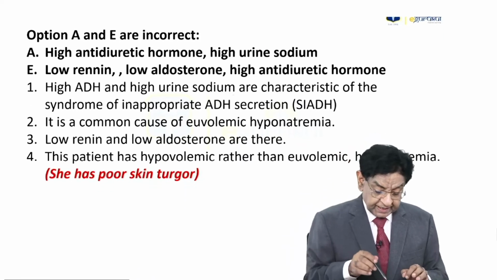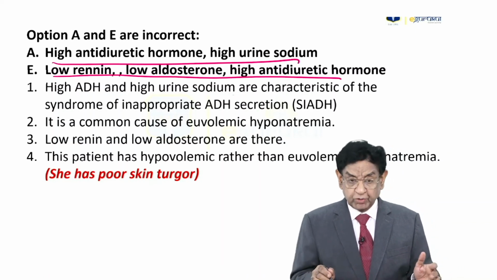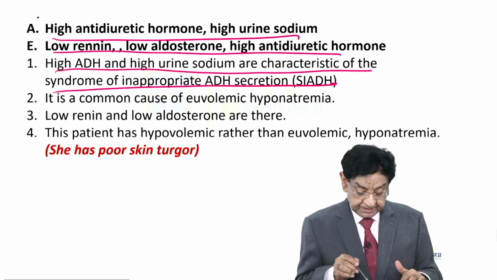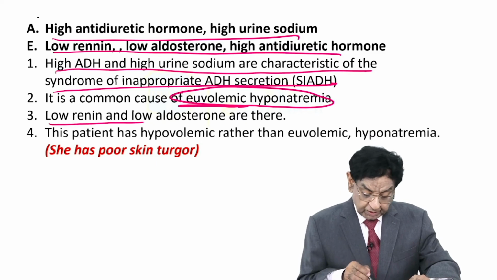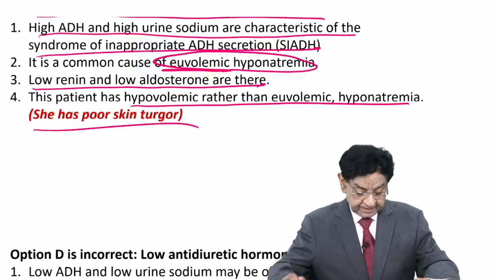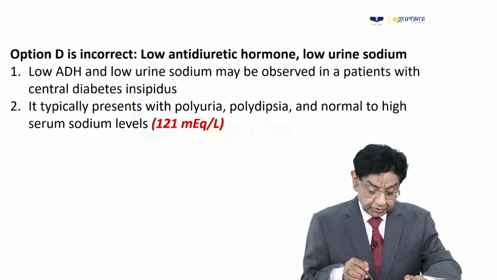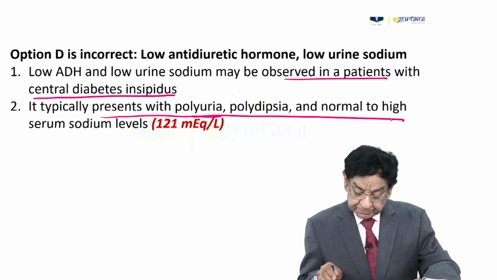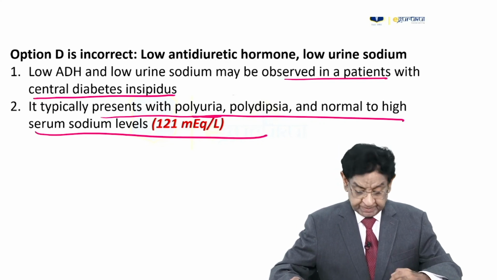Options A and E are already ruled out. Option A, high ADH with high urine sodium, is characteristic of SIADH, a common cause of euvolemic hyponatremia, not hypovolemic. Option E, low renin, low aldosterone, high ADH, is a characteristic feature of euvolemic hyponatremia, but our patient is hypovolemic, with reduced skin texture. Low ADH and low urine sodium are observed in patients with central diabetes insipidus. It typically presents with polyuria, polydipsia, and high serum sodium. But in our case, hyponatremia is there.